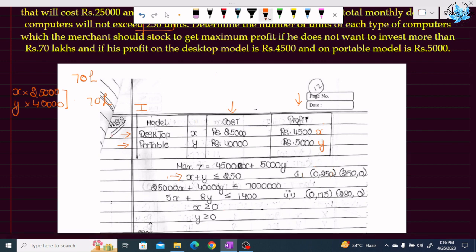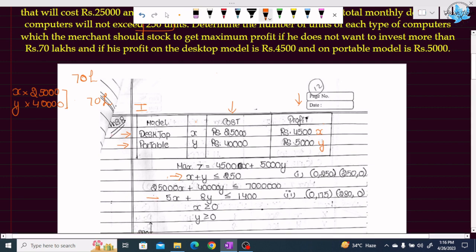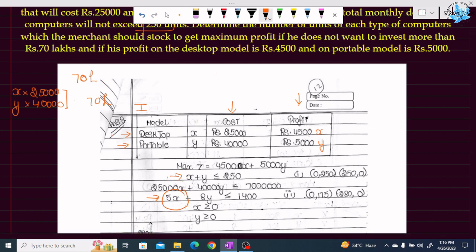Then, assume y to be 0, and you will get the x coordinate to be 250. Similarly, for the second constraint, first take the x coordinate to be 0, then you will get 8y is equal to 1400. Divide 1400 by 8, and you will get y, that is 175. So your first coordinate would be 0 comma 175.